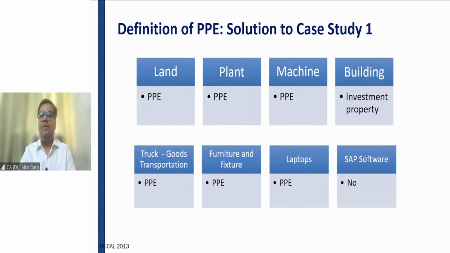Why? Although it is meeting the second and third legs of the definition, it is not meeting the first leg of the definition, which is tangible item. Software is an intangible item.